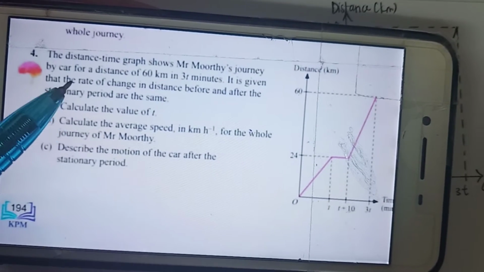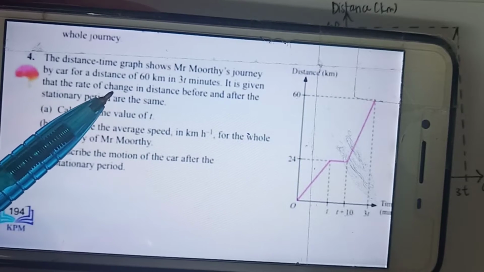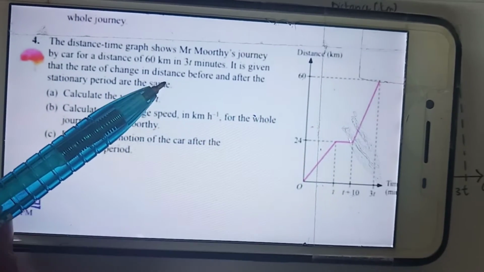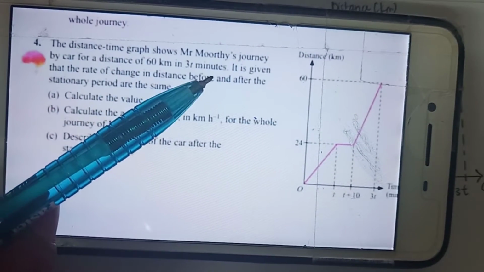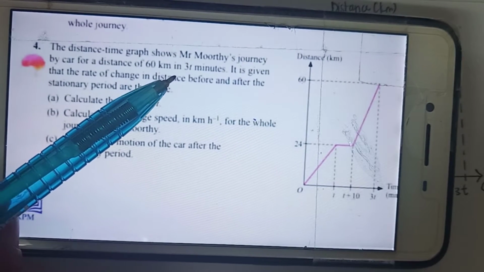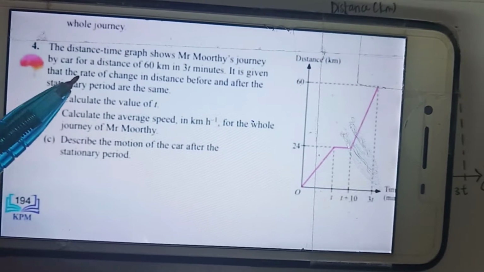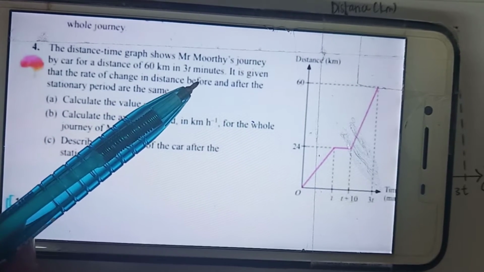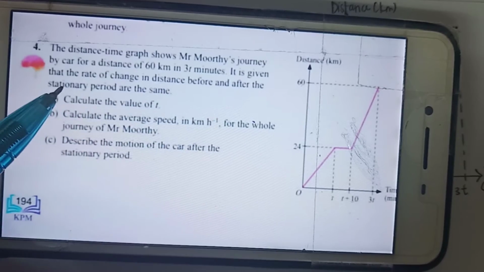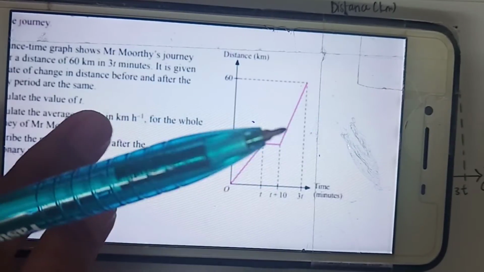Okay, next let's have a look at question number 4. The distance-time graph shows Mr. Murthy's journey by car for a distance of 60 km in 30 minutes. It is given that the rate of change in distance before and after the stationary period are the same. So have a closer look at the graph.